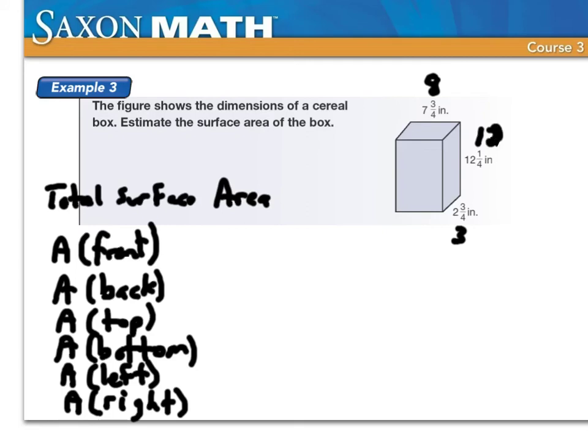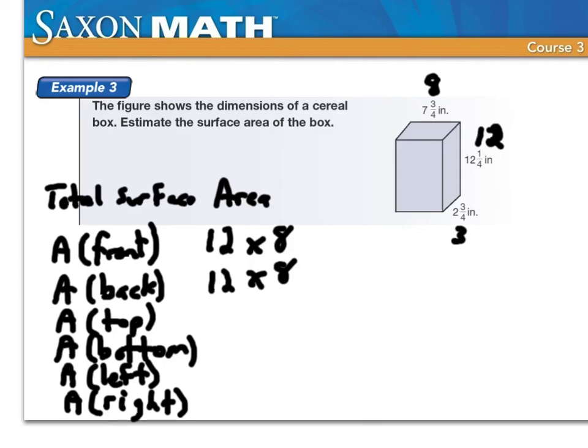Okay, because we're estimating. So the area of the front, this part right here, is this long side, which is 12 which we are rounding to 12, okay, times this side right here, which is rounded to 8. So the area of the front is going to be 12 times 8. The area of the back is going to be the same because the back and the front should look the exact same. So we're going to take 12 times 8 for that one too.